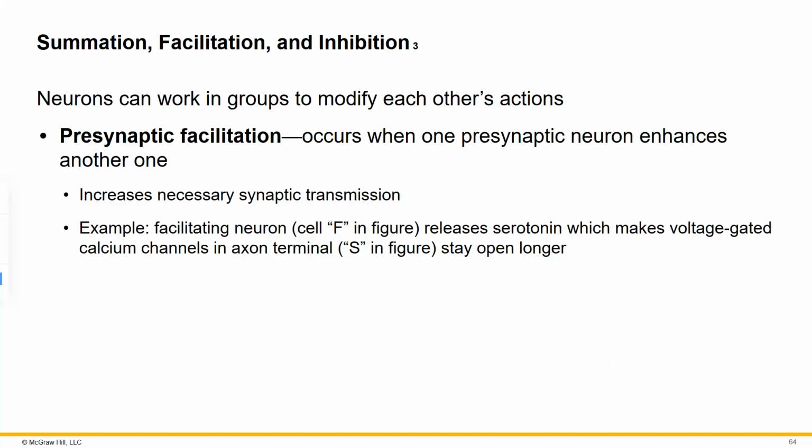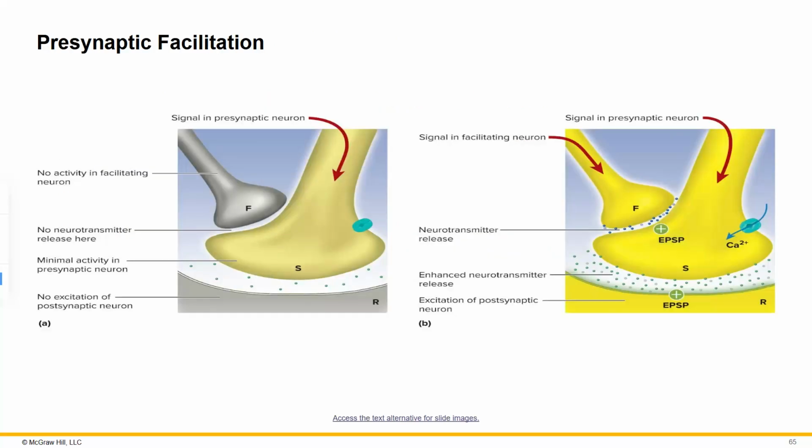Neurons can work in groups to modify each other's actions. Presynaptic facilitation occurs when one presynaptic neuron enhances another one, increasing synaptic transmission. For example, the facilitating neuron, called F in the figure, releases serotonin, which makes voltage-gated calcium channels in the axon terminal stay open longer. Here you can see presynaptic facilitation in action, and there are a couple of diagrams that you can pause the video and read through.